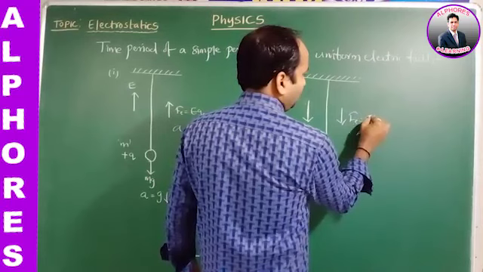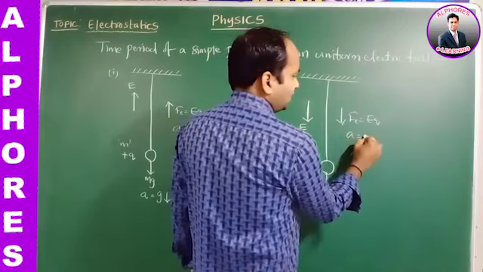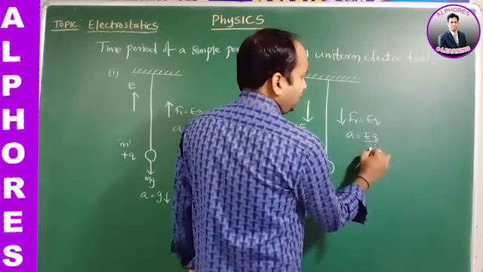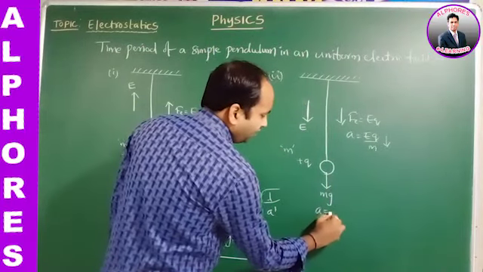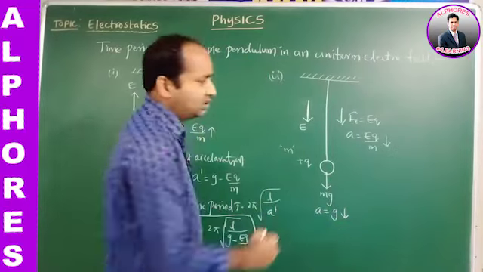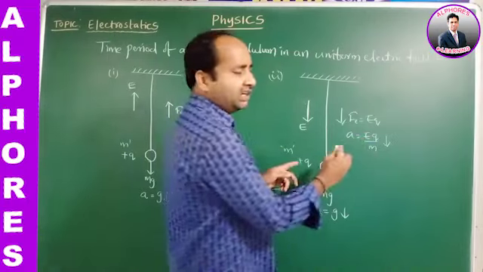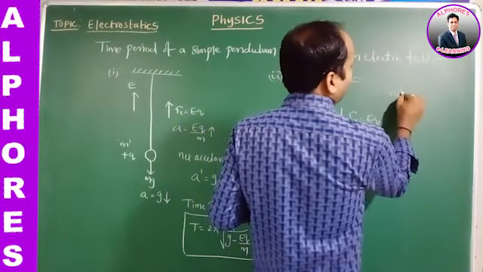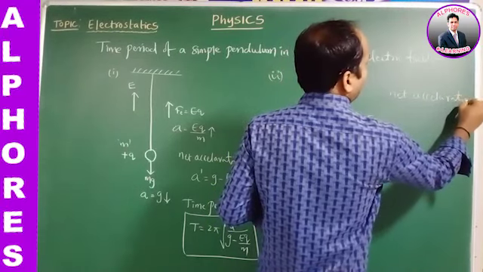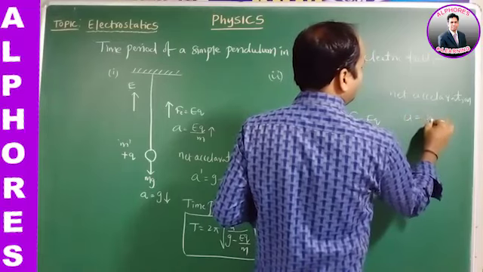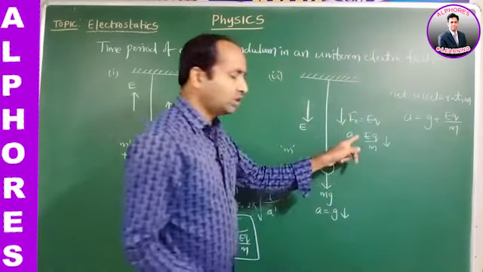Fe is equal to EQ. Means the acceleration due to the electric field, a equals EQ by m, is also downwards. And what is the acceleration due to gravity? a equals g, also downwards. Now both are in the same direction, towards the center of the earth. So what is the net acceleration in such a condition? The net acceleration a is equal to g plus EQ by m, because both are in the same direction.